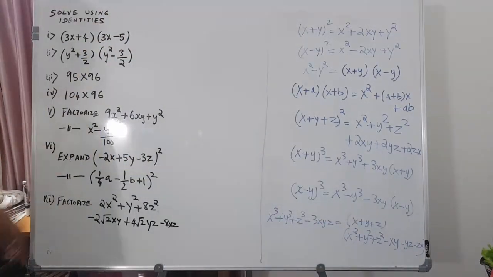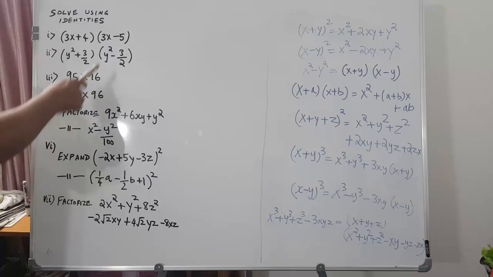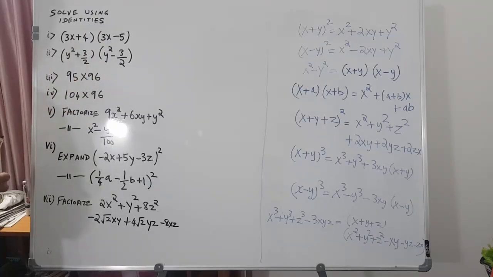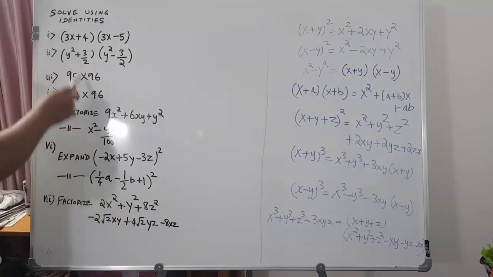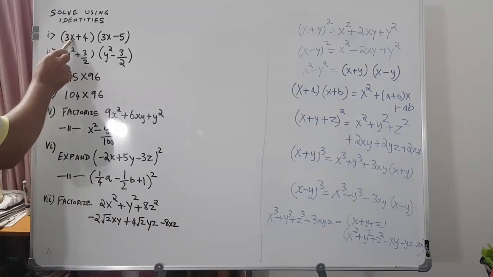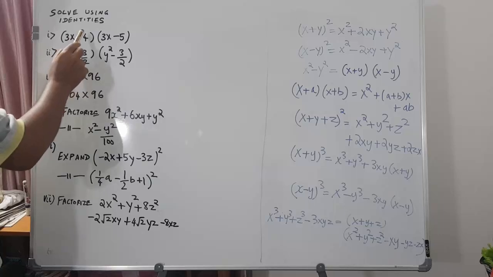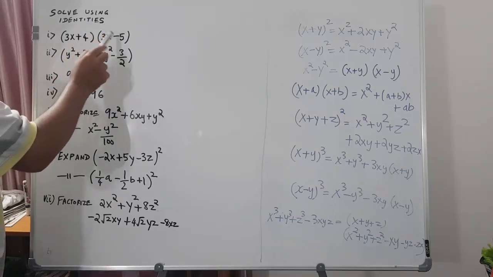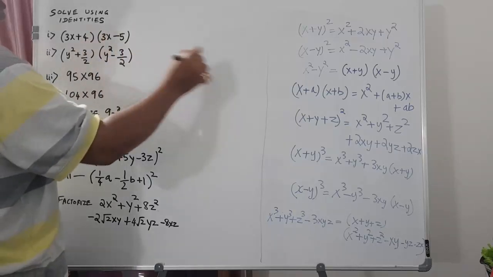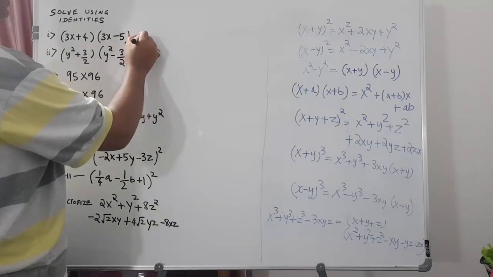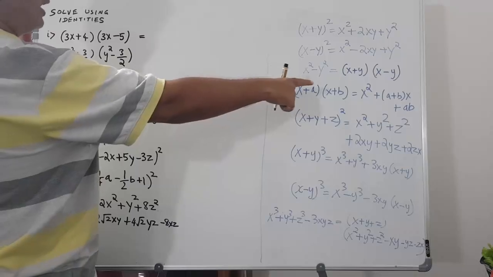Okay, using these identities, let us see how we can solve some problems. First, let's consider this: (3x + 4) into (3x - 5). This looks like (x + a) into (x + b), because in the place of x we have got 3x, in the place of a we have got 4, and in the place of b we have got minus 5.